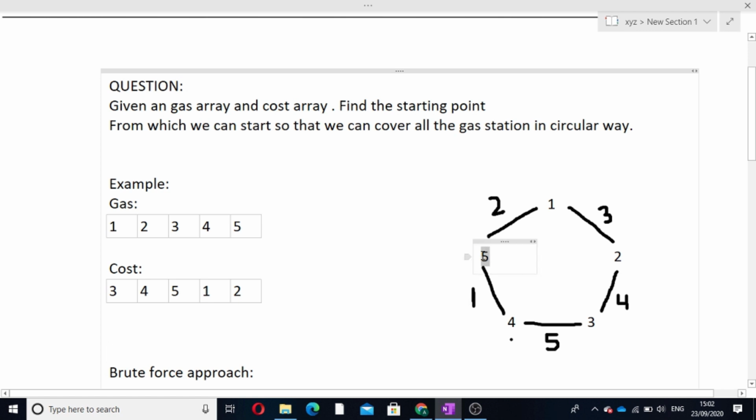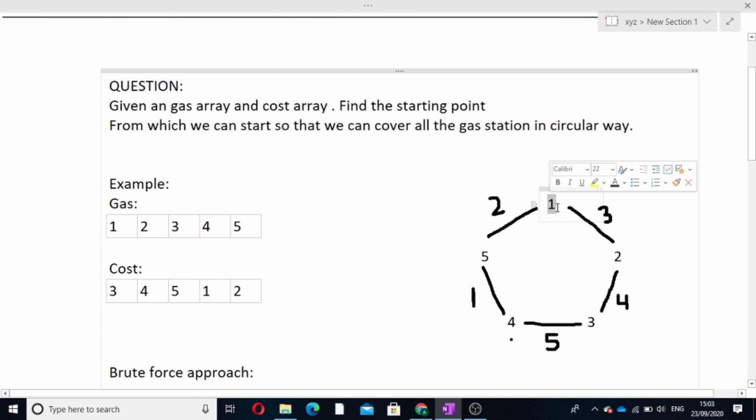When we are at this index, the gas in the tank is 3. Now this fuel will add up in our tank because we are at this station, so our capacity will become 8. But we require 2 to move to the next gas station, so 2 units of fuel will be used. So 8 minus 2 is 6. When we are at this gas station, the amount in the tank is 6.